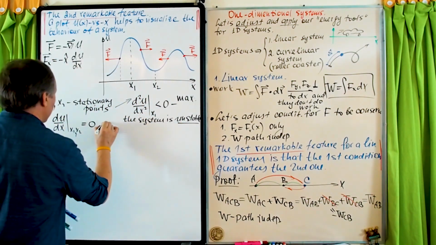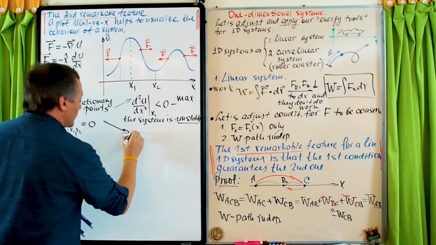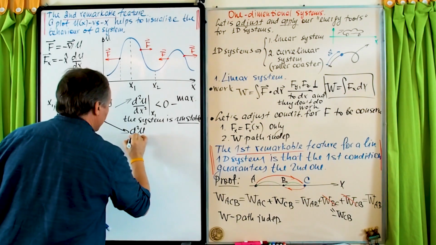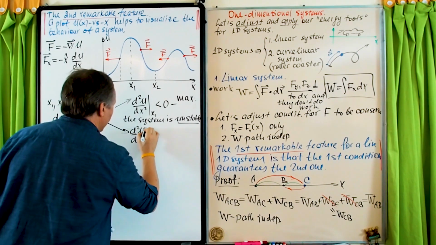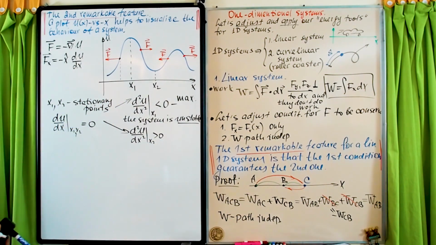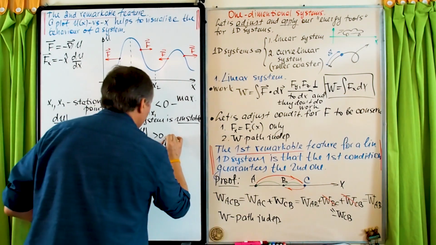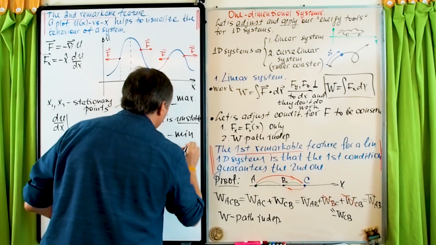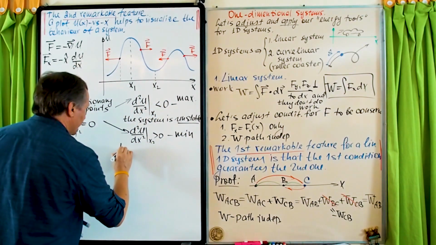And now the second. So if the second derivative of the function with respect to x at x2 is positive, then of course this is the minimum point, and the system is stable.